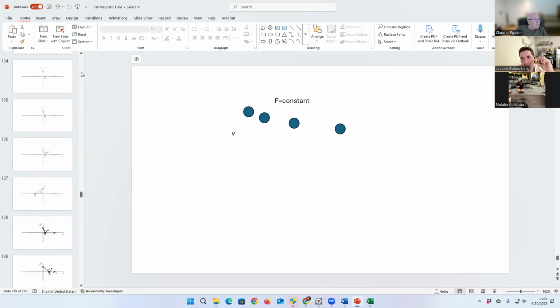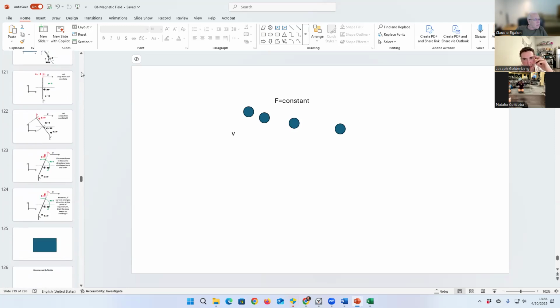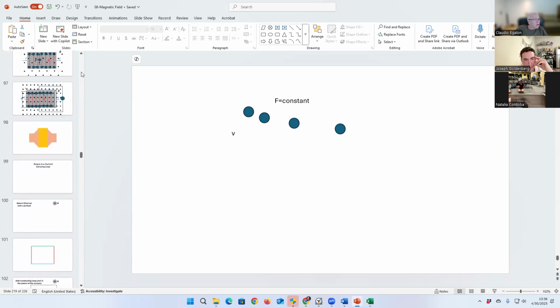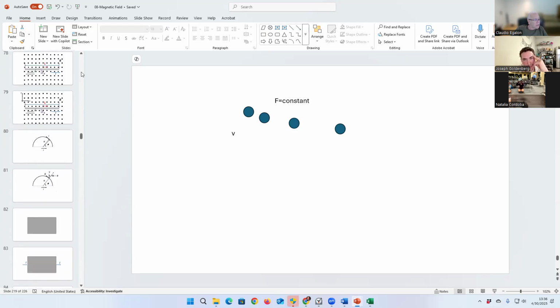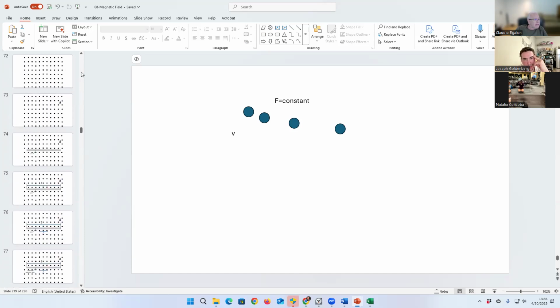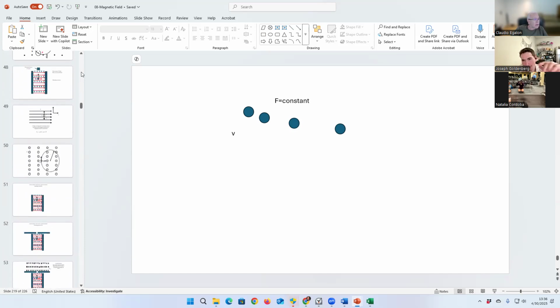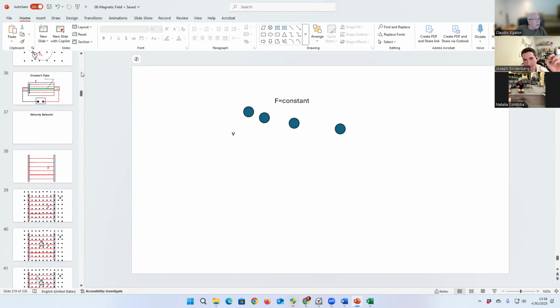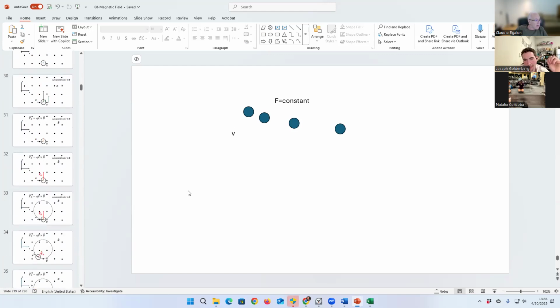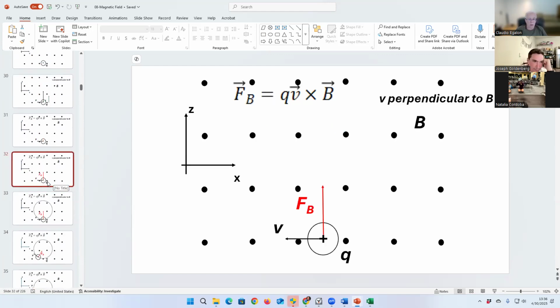That's why it leads to a circular motion. It leads to circular motion because the magnitude of the force is constant, but on top of that, the direction of the force is changing as well. Okay, right in here. Look what happens.